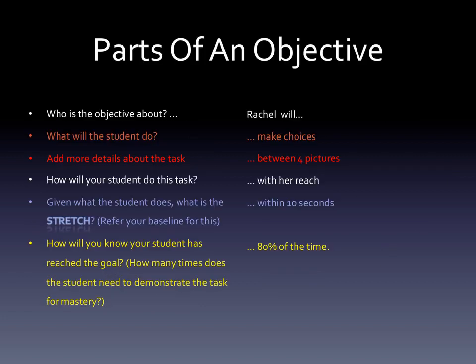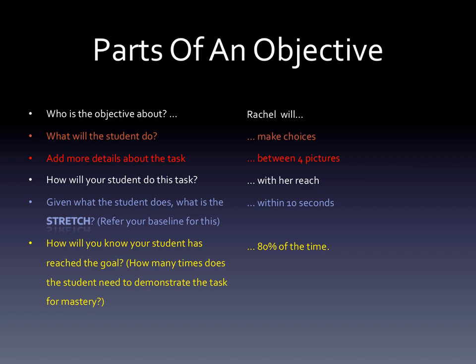Okay, now let's take a look at the different parts of an actual objective. First, we need to start with the name of the student. Now, you might think this is ridiculous to even mention, but many people do not include the student's name. Why is this a problem? Well, I find that when we don't start with a student's name, it is easier to slip into team-related statements or objectives. By starting with the name of the student, it helps us to visualize what the student will actually be doing. So we start with who.